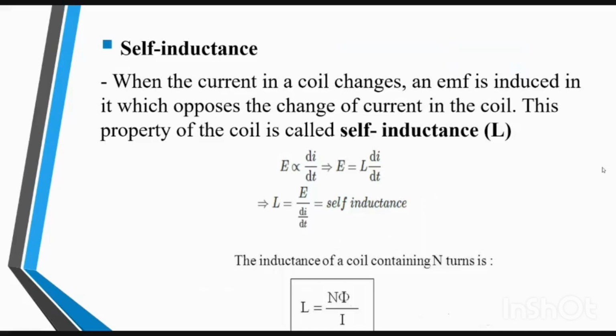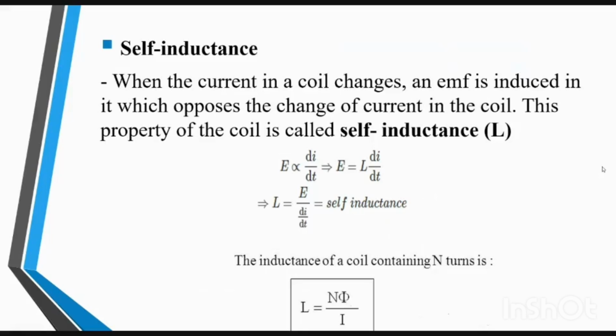Next is self-inductance. So when the current in the coil changes, an EMF is induced in it, which opposes the change of current in the coil. This property of the coil is called self-inductance. That is, E is directly proportional to di by dt. Therefore, we can write E equal to L di by dt, where L is the self-inductance.